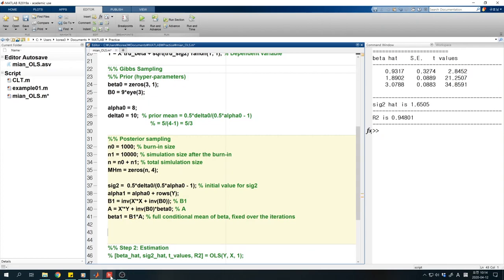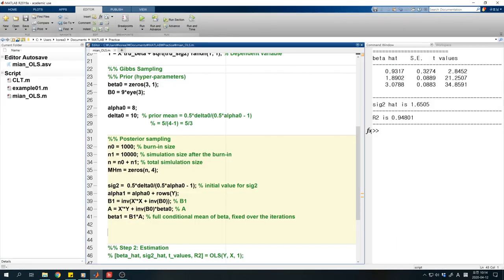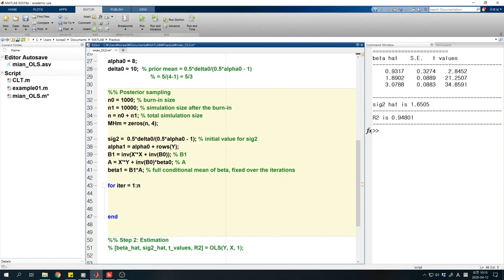Okay. So then let me go back to this algorithm. You see that we have to repeat very similar computations many times. And whenever we have to do this, we are going to use a for loop. For itr equals 1 colon n, end. Okay, this is the for loop, and within this for loop, there are two steps.